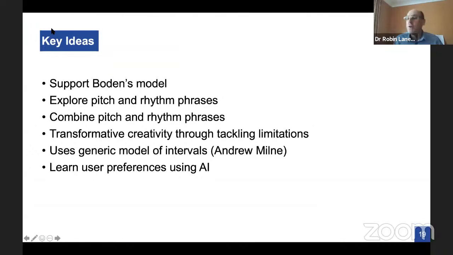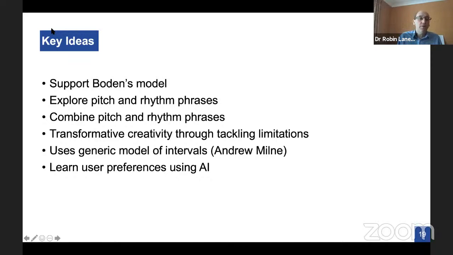Okay, so I just want to very briefly cover the key ideas. The idea behind this tool was that we would support Boden's model of creativity. So that's the basis of our tool. And what we've seen is that we can explore pitch and rhythm phrases, and we can combine pitch and rhythm phrases. So we have both exploratory and combinational creativity.